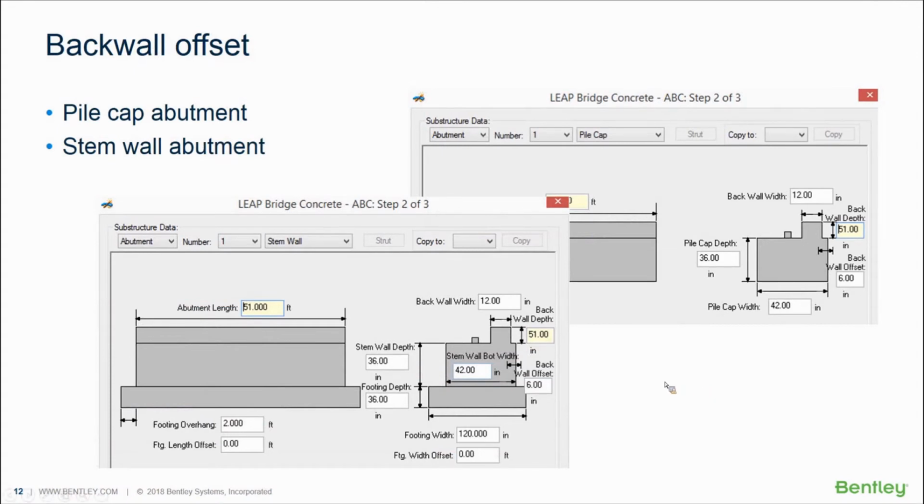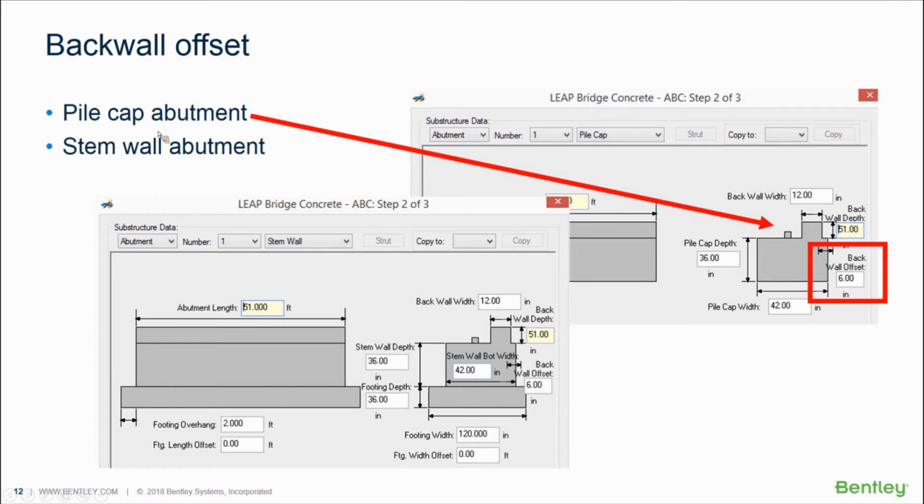Back wall offset. This feature was also originally requested by Texas DOT, and we made it available for all users. The first case you can see here is for the pile cap abutment. Basically, you may move the back wall along the bridge's longitudinal direction by changing the offset of the back wall. Another case shown here is related to the stem wall abutment. Also, you can move the back wall basically along the bridge longitudinal direction.